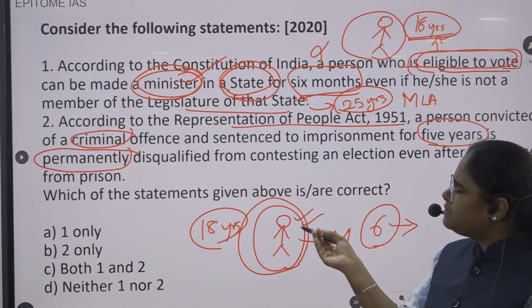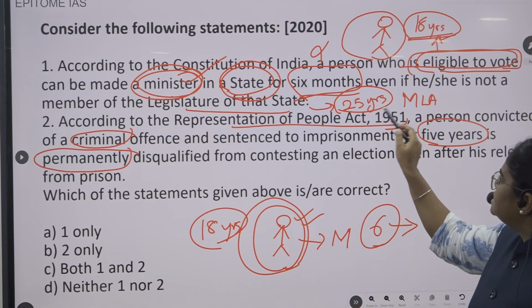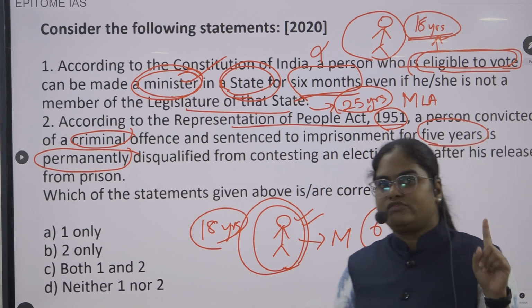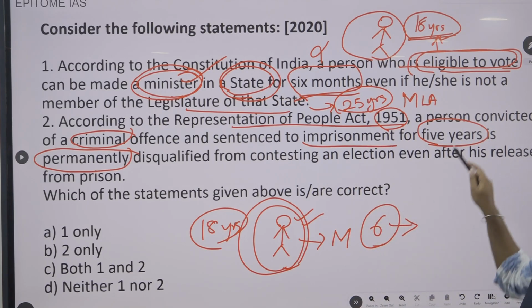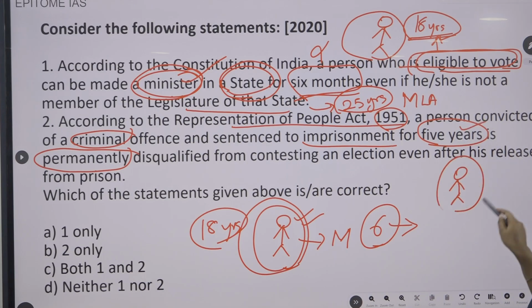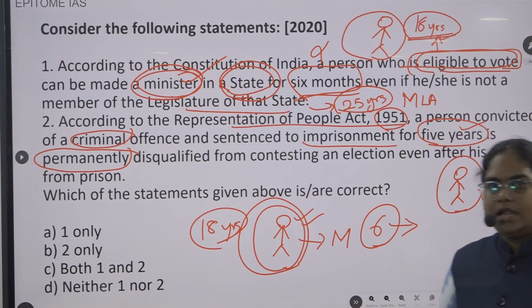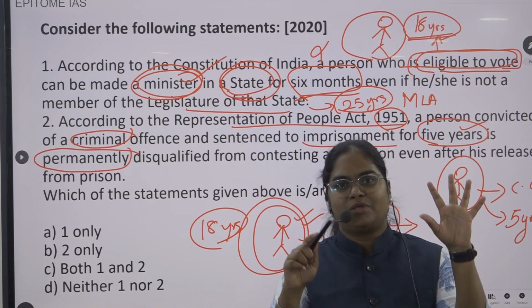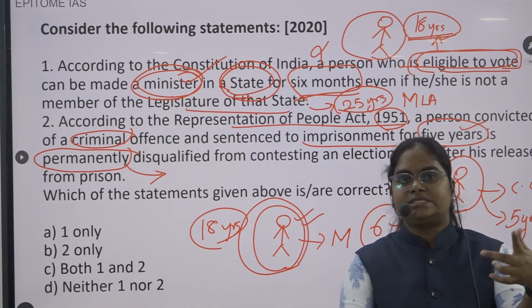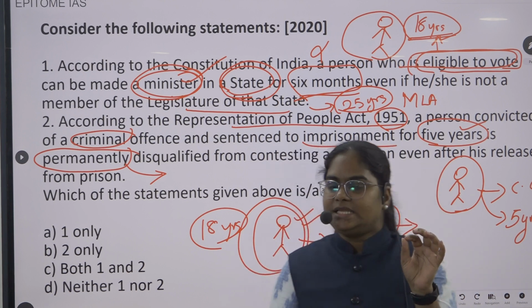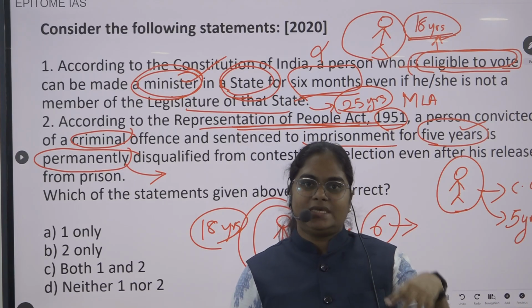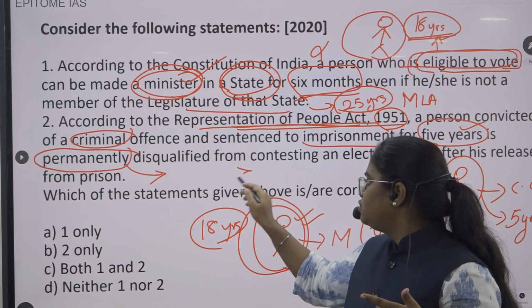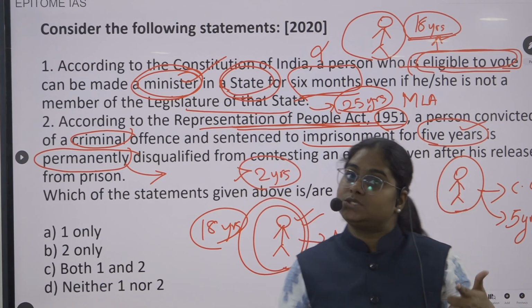Now in the second statement, what they are saying is, according to the Representation of People Act 1951, a person convicted of a criminal offense and sentenced to imprisonment for 5 years. There was a person who was convicted of a criminal offense and sentenced to imprisonment for 5 years. Now, after this person is released from prison, he is permanently disqualified from contesting any election. Is that true? Technically, according to the RPA Act of 1951, whichever person is imprisoned in a criminal case for more than 2 years is disqualified to contest the election.